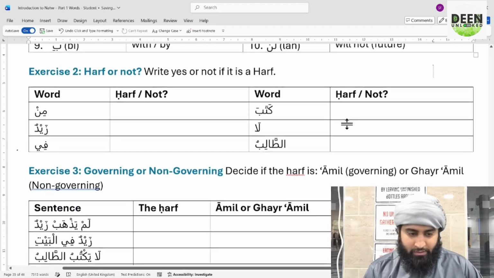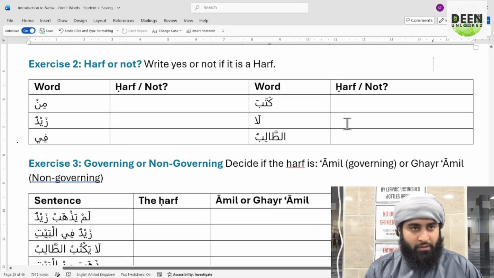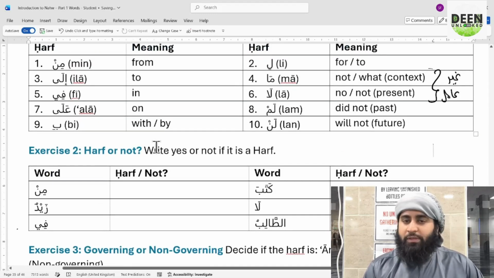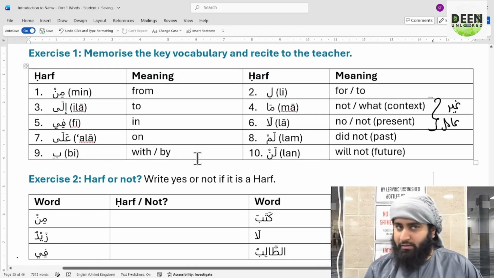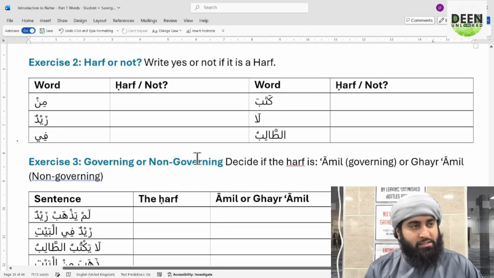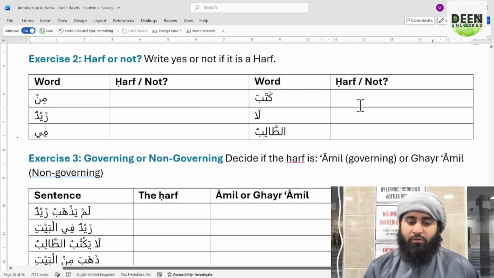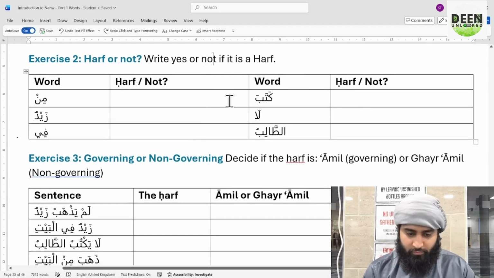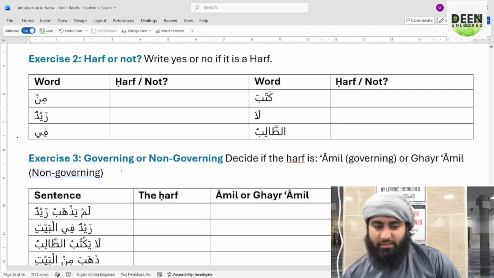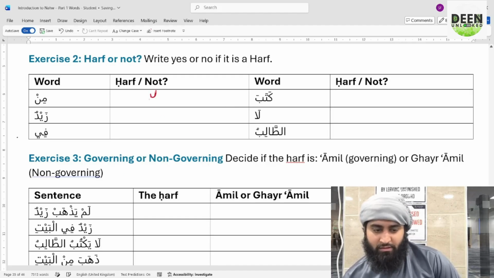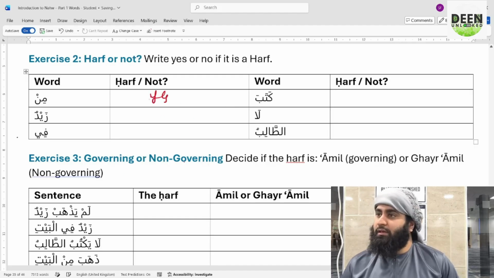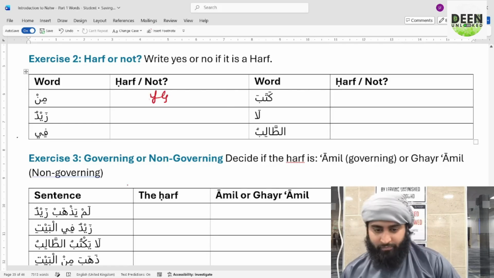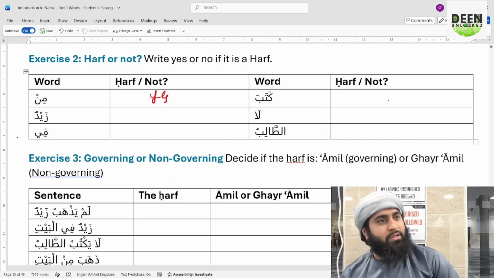All right. So exercise 2. People at home, please memorize. Jazakallah. So wait, have you taken a picture? Okay. So exercise 2. Right? Yes. It's fine. But it's in our table above, right? Kataba. Harf or not? Harf or not? Ali? It's not.